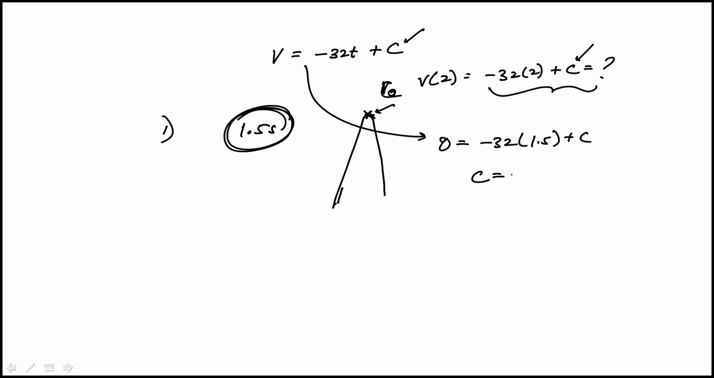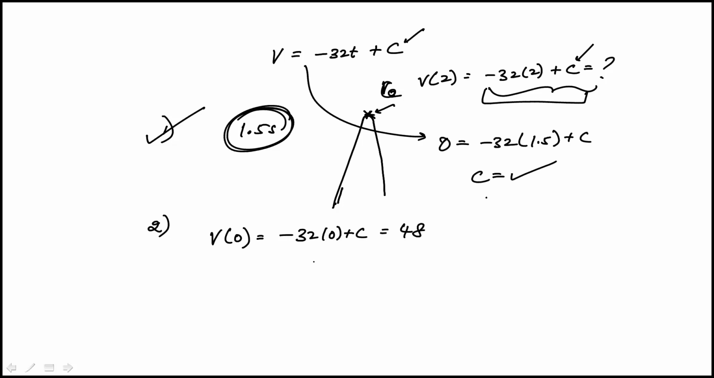So we know we can calculate c from this, and then we can answer that. So 1 alone is sufficient. 2 says the rocket's initial velocity, that is when t is 0, is 48 feet per second. And so we know what c is. Once we know what c is, we can answer that question. So 2 alone is also sufficient.